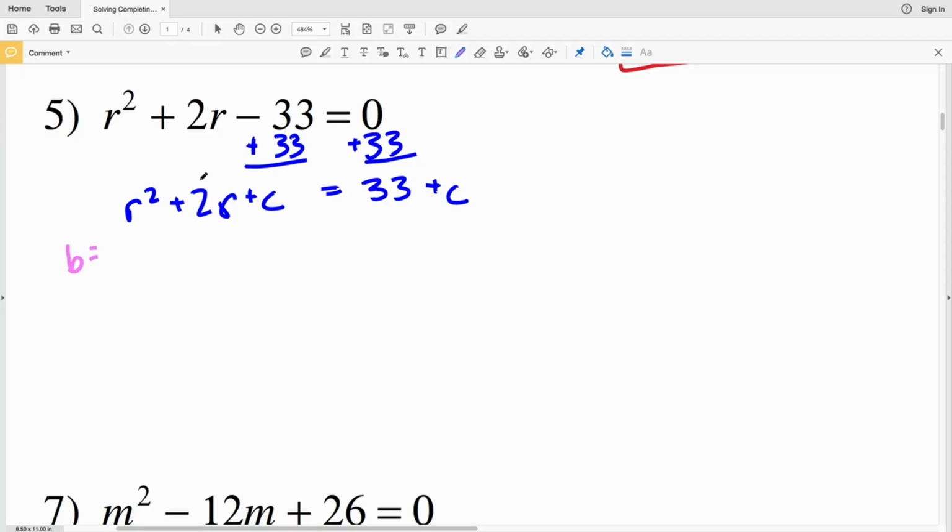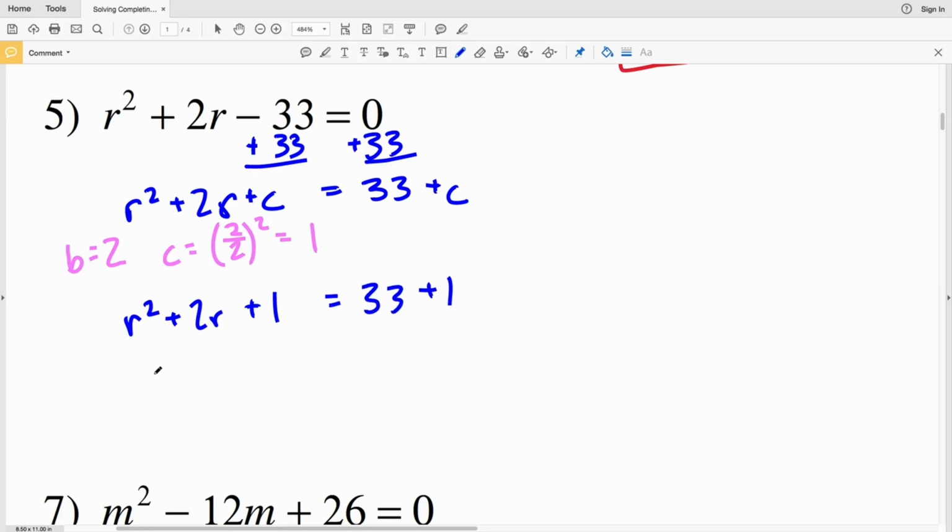My b value in this case is a positive 2. So my c value is going to equal b over 2 squared. 2 over 2 squared. So c is equal to a positive 1. Now rewriting my equation above, I'll have r squared plus 2r, and I'll substitute in my value of c, which is 1, and that will equal 33 plus 1. So this is in the form where my a value is r and my b value is 1. So r plus 1 squared equals 33 plus 1, which is 34.